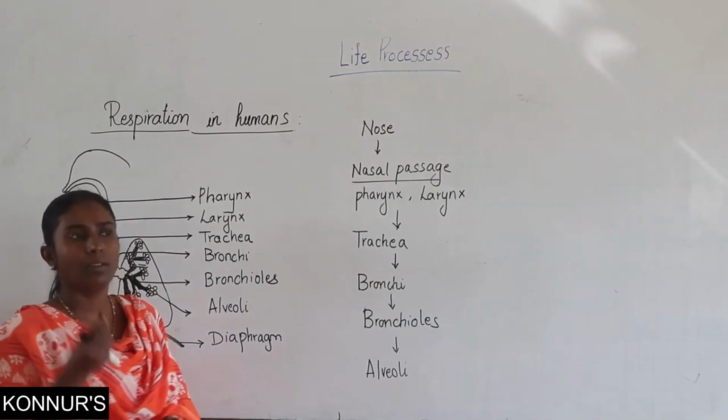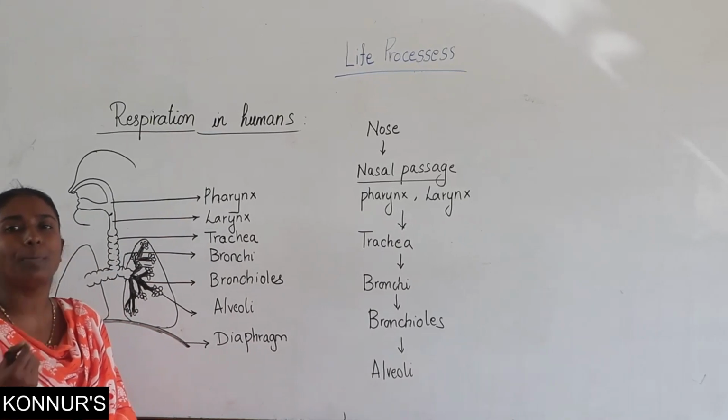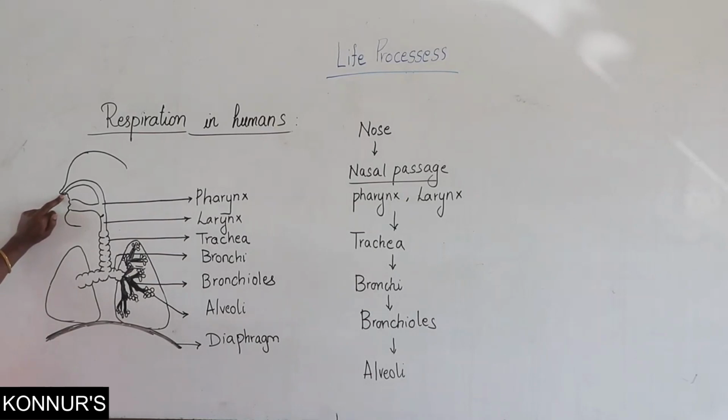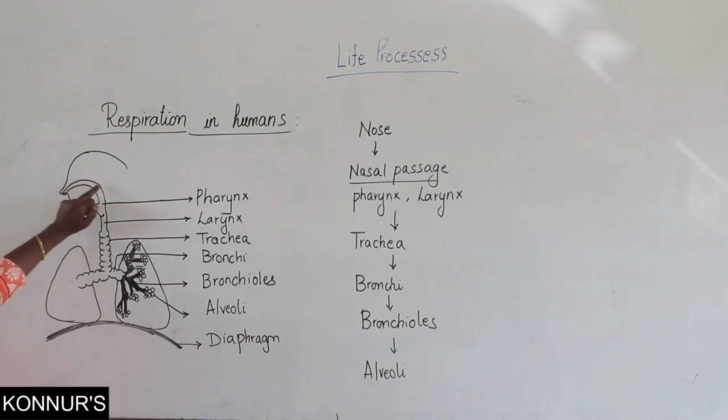Children, the nose consists of two small openings, right? They are called nostrils. So, we have a pair of nostrils through which the air enters. Since we are inhaling oxygen, the oxygen enters through these nostrils. Then it goes to the pharynx and larynx. So, it is called the nasal passage. It is the area between the mouth and the trachea. It consists of the nasal passage, which consists of the pharynx and larynx.